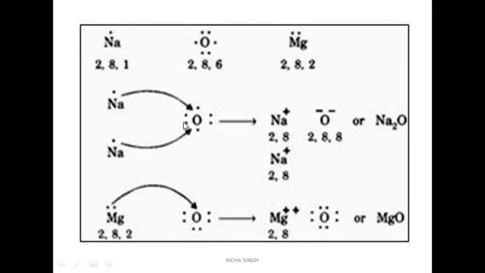Oxygen is 2, 6, 6 electrons. So 2 Na atoms will each give 1 electron here. So it will become Na2O. Same way for magnesium. Magnesium has 2 electrons in the valence shell. Both the electrons will be donated to oxygen and it will become MgO. I hope this concept of ionic compounds and ionic bonds is clear to you. Try to write a few more compounds on your own. Thank you so much.